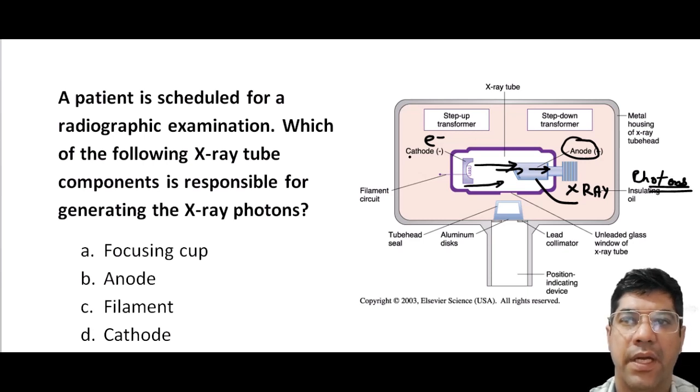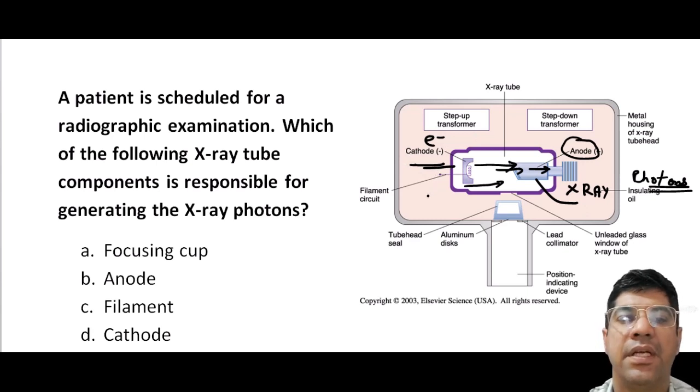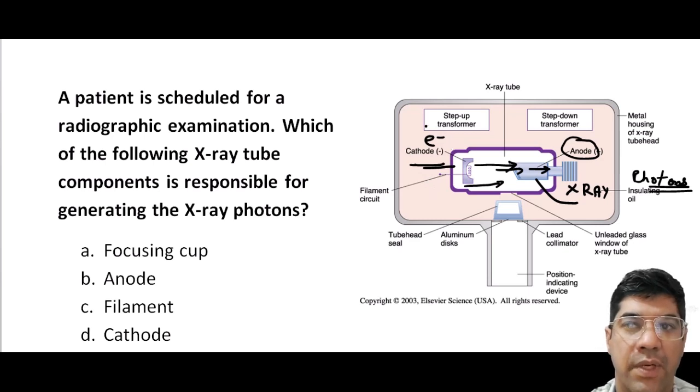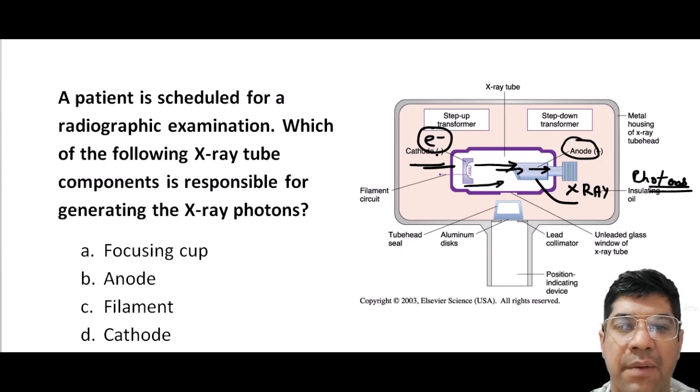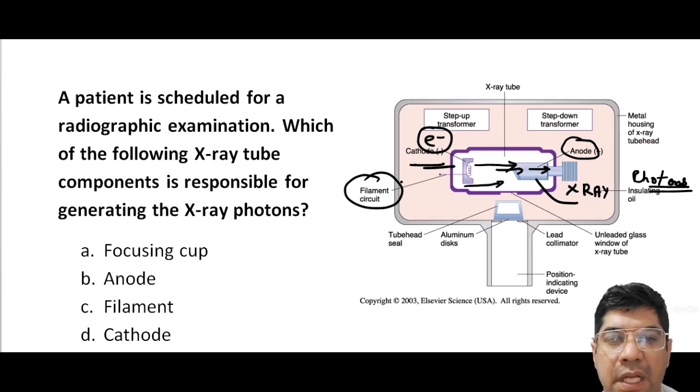So think of the cathode as a water tap. This water tap would release a stream of tiny particles that are known as electrons, similar to how a tap releases water when you turn it on. The filament is like a heating element in an old style light bulb. It is responsible for producing these electrons when it gets heated, like how the filament in a light bulb gets hot and produces light.